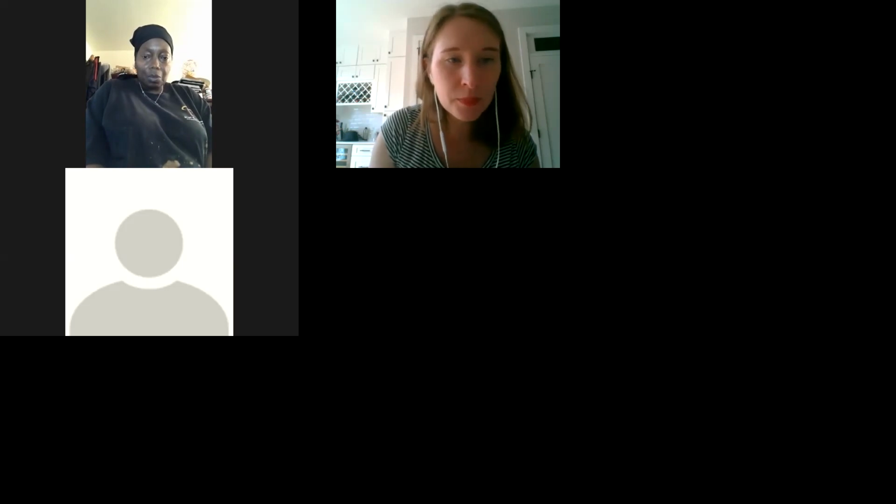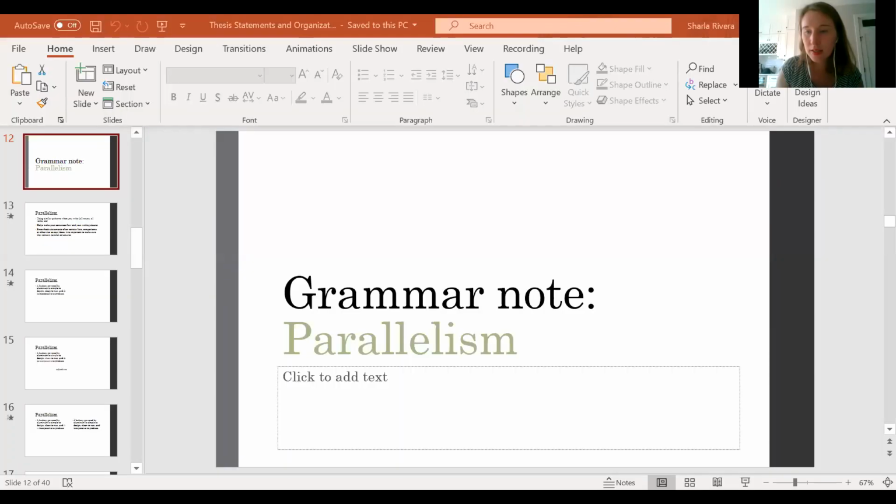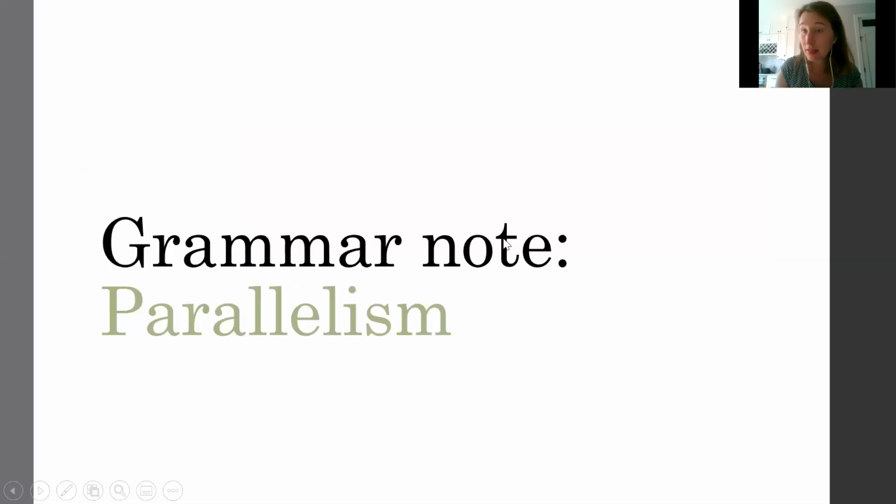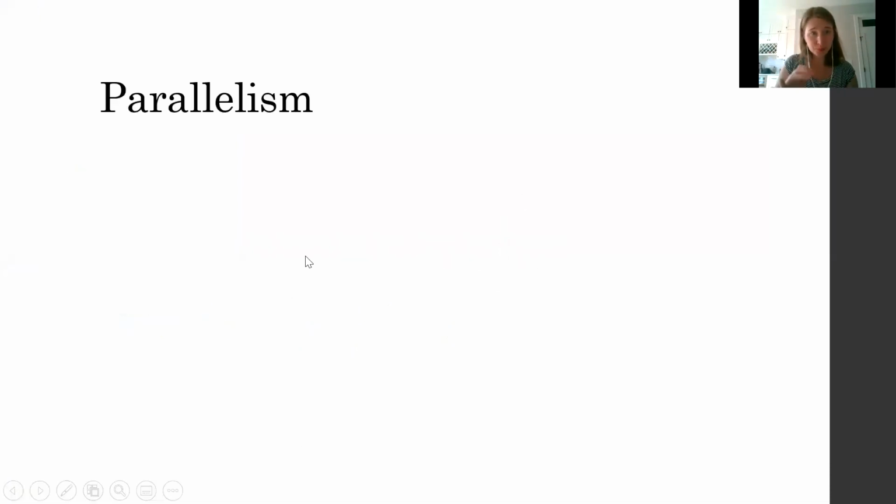So parallelism, like I said, is a grammatical point where basically what you want is the same type of word to be repeated in a sentence. And the reason I bring it up in terms of thesis statements is because thesis statements tend to be formed as sentences with lists. So, you know, different actions city planners can take to mitigate climate change are A, B, and C. We have a list. And it's really important that when we have a sentence with a list, that grammatically the items in those lists are the same grammatical category.